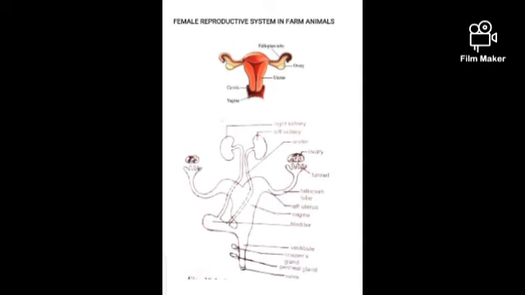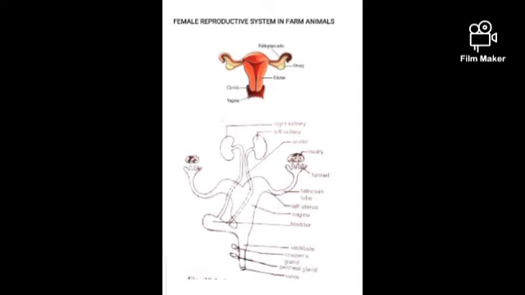When the egg is fertilized by the spermatozoa, the fertilized egg anchors itself to the wall of the uterus. When it anchors itself to the wall of the uterus, it is termed implantation. We say implantation has taken place. The development of the fetus takes place in the uterus.